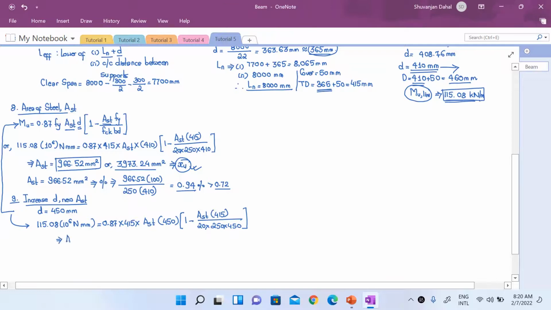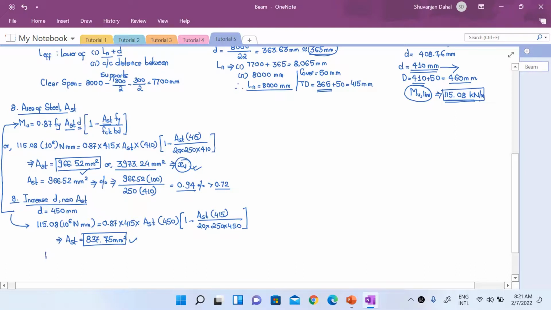If you perform calculation, the value of AST you will get is 837.75 millimeter square. Now you can see that by increasing the effective depth, we have decreased the amount of steel reinforcement from 966 here to 837 here.